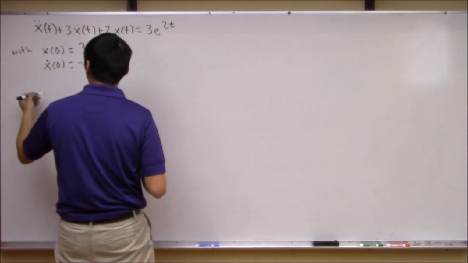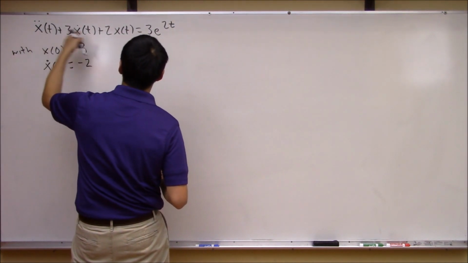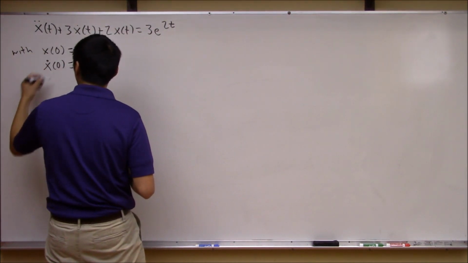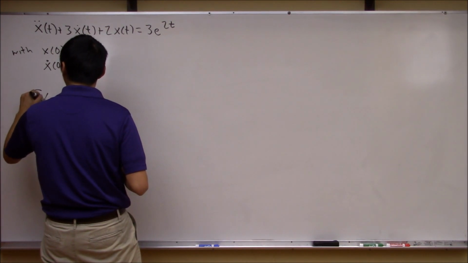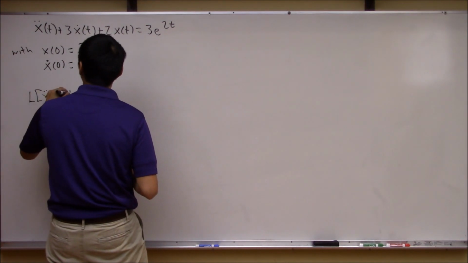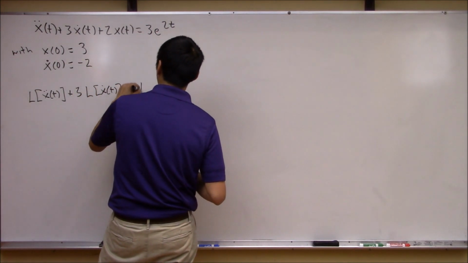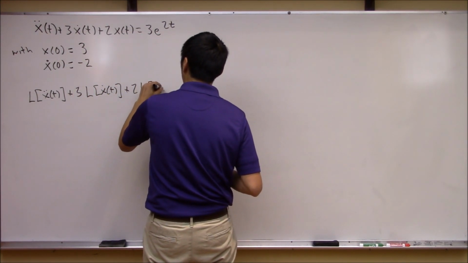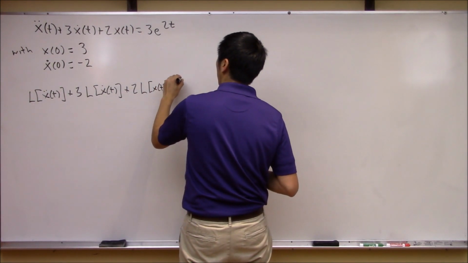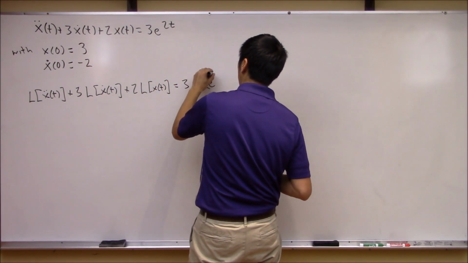So to do this with the Laplace transform, I'm going to Laplace transform the left side and Laplace transform the right side. So this could be written as the Laplace transform of x double dot of t, plus 3 times the Laplace transform of x dot of t, plus 2 times the Laplace transform of x of t, equals 3 times the Laplace transform of e to the 2t.